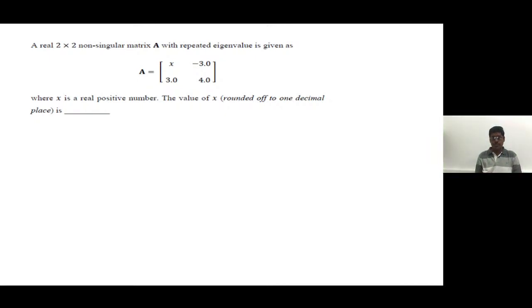Okay, now the question is, this is also an easy stream question. A real 2 cross 2 non-singular matrix A with repeated eigenvalues is given as A is equal to 2 by 2 matrix x minus 3, 3, 4, where x is a real positive number. The value of x rounded off to one decimal place is. Matrices chapter, this question. Solution.